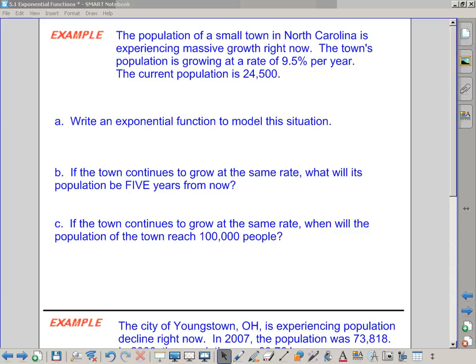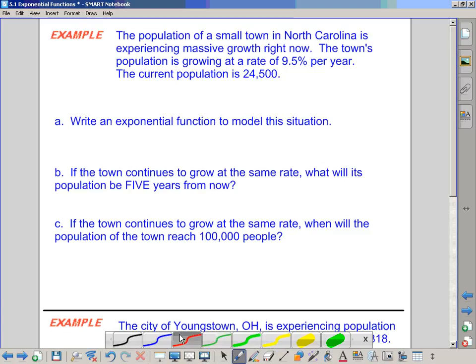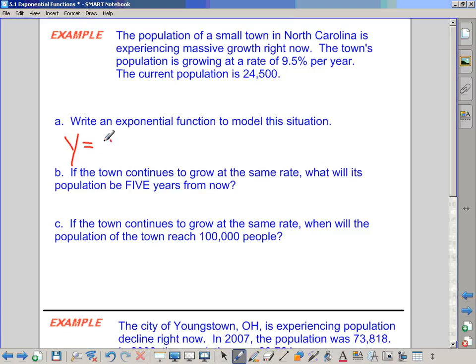Here we go. Example 1: a small town in North Carolina is experiencing growth right now. The town's population is growing at a rate of 9.5% per year. We want a function to model this situation. The general form for this function is y equals a b to the x power, where a is the initial amount, b is the growth factor, and x is the number of years since the beginning of the study.